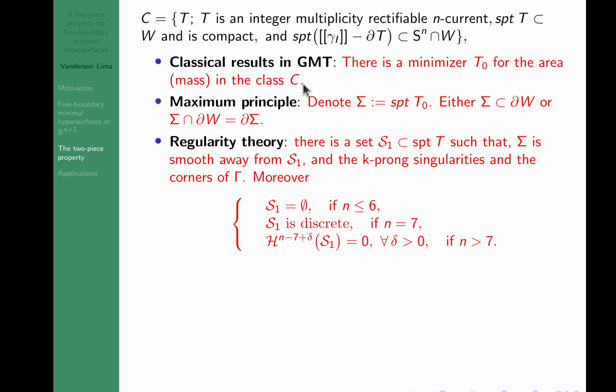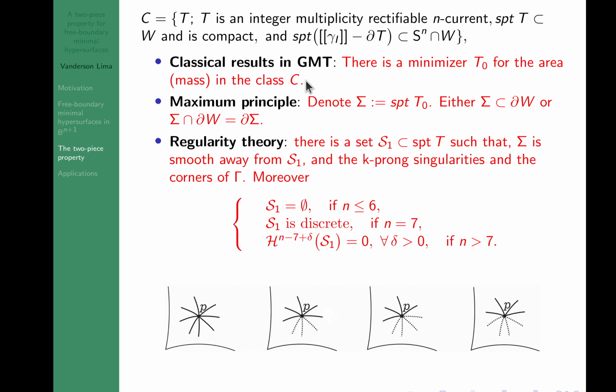And depending on the dimension, I can say actually that the set S1 is empty, at least if n is at most 6. If n is 7, I know that it is a discrete set, and in general, for n greater than 7, I can only say that the set has codimension 7. So we have some singularities, but they are controlled.